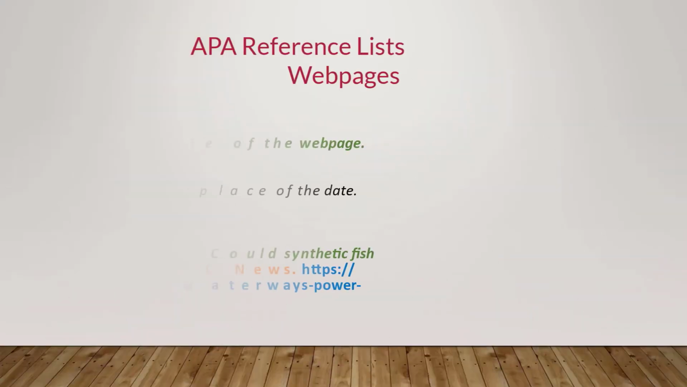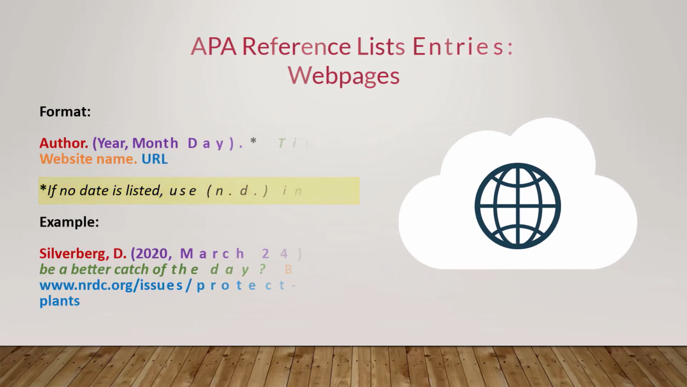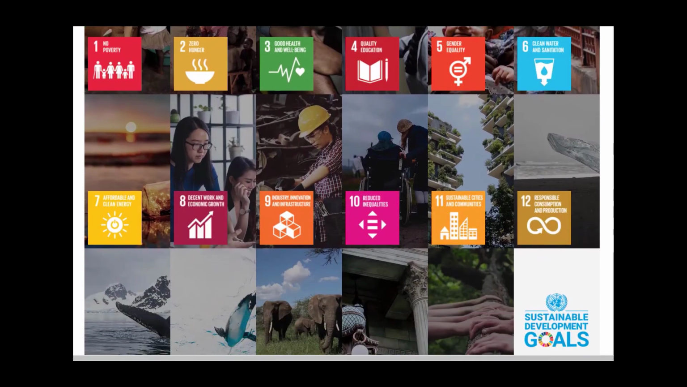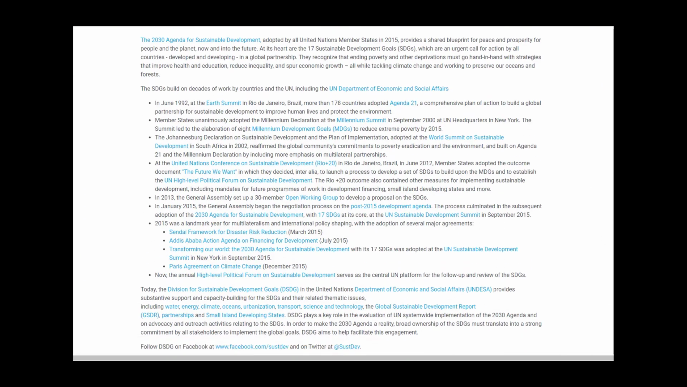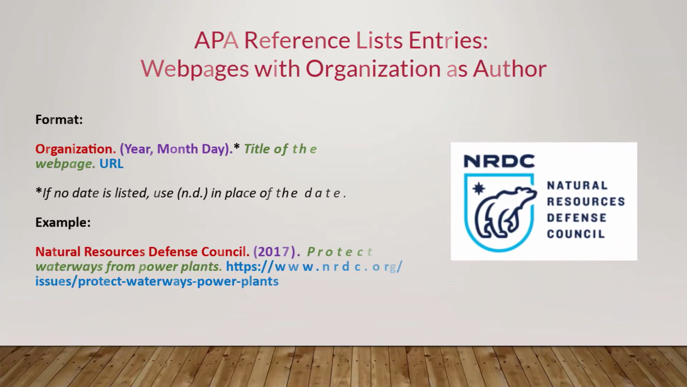For a web page, list the author, publication date, the title of the web page in italics, the name of the website, and the URL. Sometimes a web page does not have a publication date. In this case, write ND in place of the date. This stands for no date. Many web pages do not list a person as the author. In this case, use the name of the organization as the author. Write the name of the organization at the beginning of the citation, followed by publication date, name of the web page, and the URL.